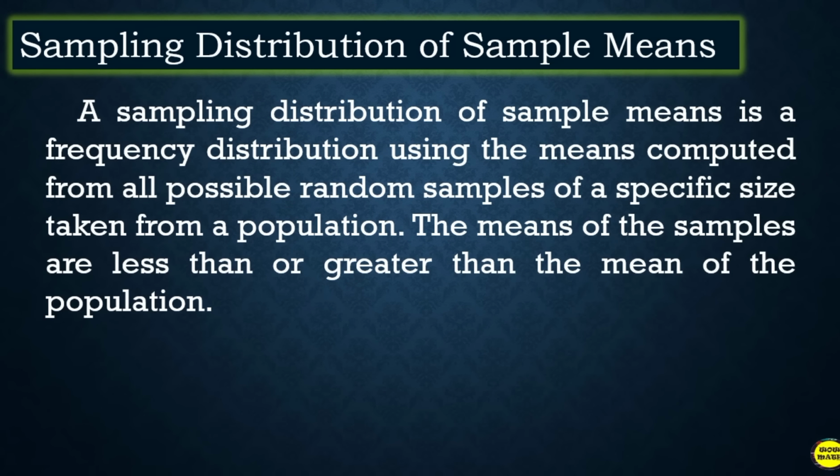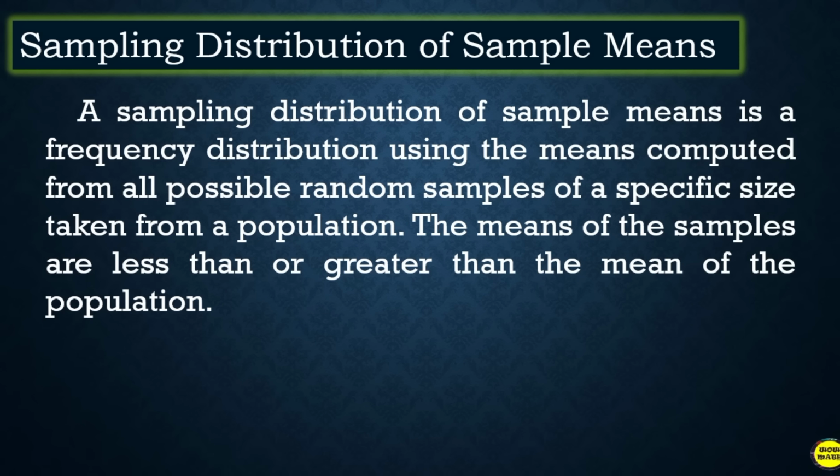Sampling distribution of a sample mean is a frequency distribution using the means computed from all possible random samples of a specific size taken from a population. These means of the samples are less than or greater than the mean of the population.